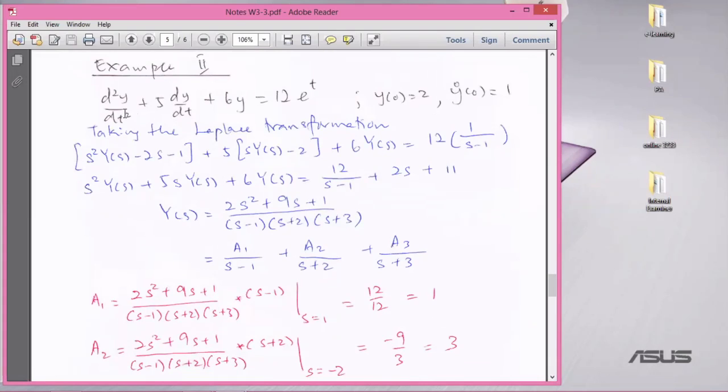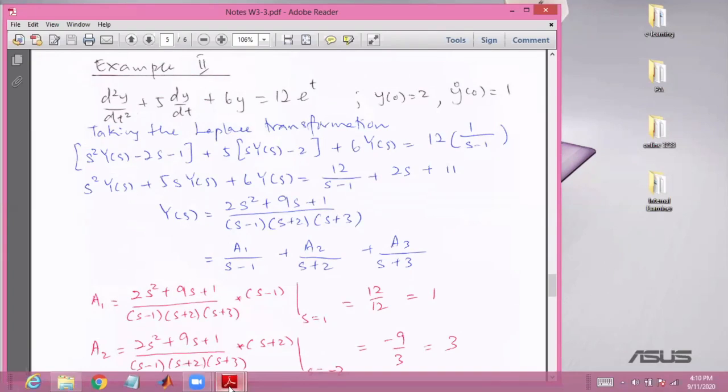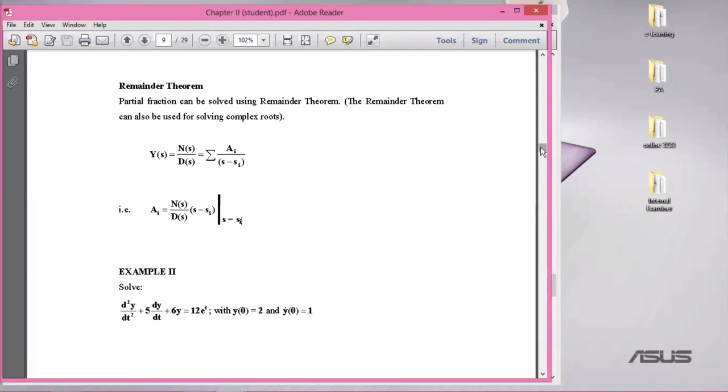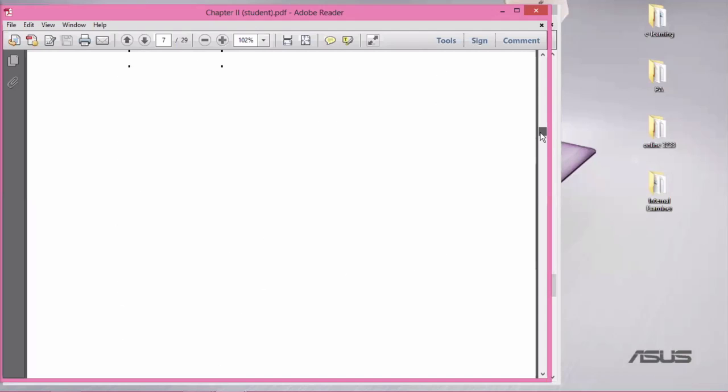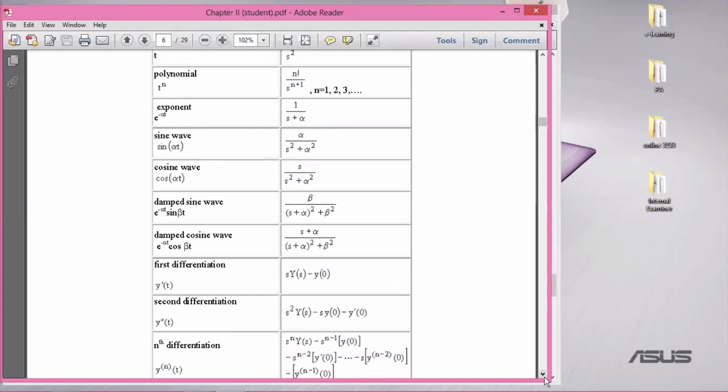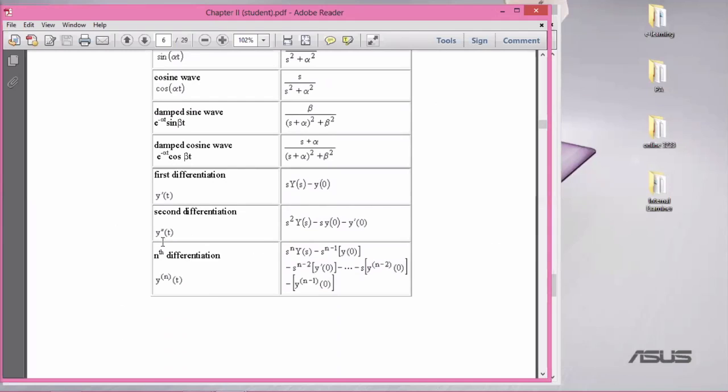Okay, so now you need to take the Laplace transform of this differential equation. This is the initial condition. If you take the Laplace transform of the second derivative, you need to go back to the table of second derivative. Where is it? Where's the table? All right, there's a table. So this is the second derivative.